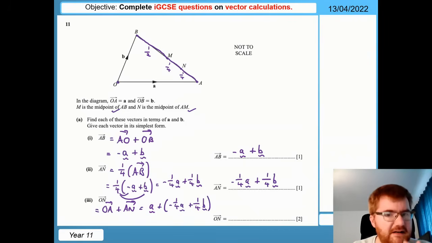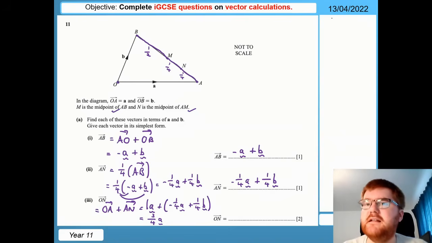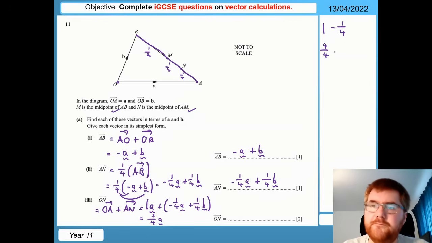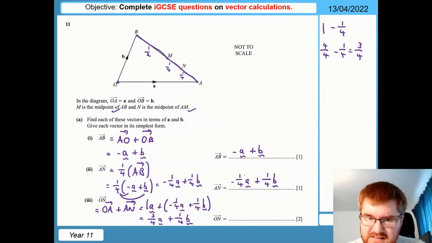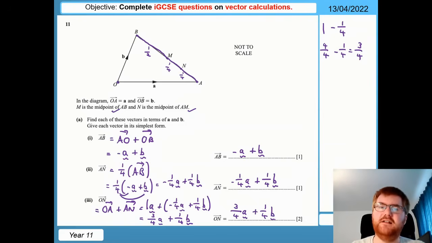And now we need it simplified as it says in the question here. Now remember, A on its own is the same as just 1A. So we can collect up the A's here. 1 minus a quarter is equal to 3/4 A. Let me write it separately. This is the same as thinking about 4/4, a whole one, minus a quarter, which is equal to 3/4. And then the B we have to leave alone, because we can't collect up A's and B's together. So we pop that in, 3/4 A plus a quarter B as our final answer.